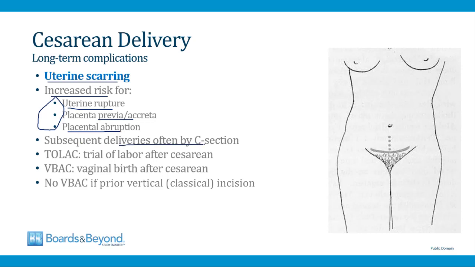Some women, however, desire a vaginal delivery after they've had a prior C-section, and this can be done in certain cases. A TOLAC means a trial of labor after cesarean, and a VBAC refers to a vaginal birth after cesarean. And as I mentioned on the last slide, if a woman has a cesarean section with a vertical classical incision, then she can't do a VBAC in subsequent pregnancies, and that's because the risk of uterine rupture is too high.